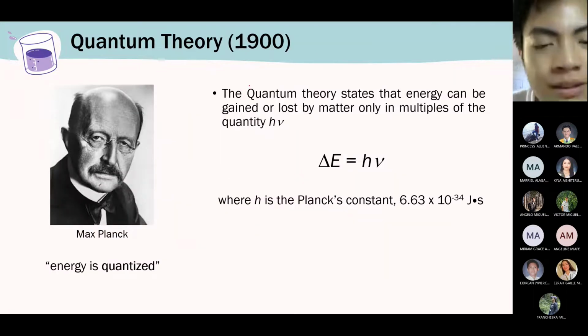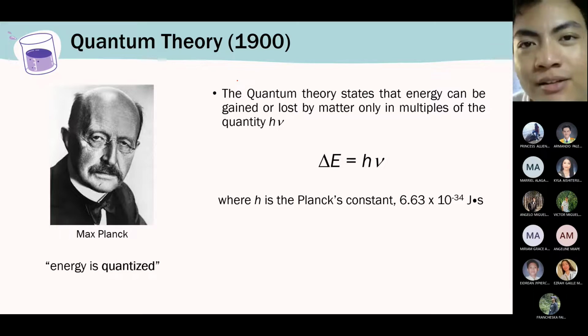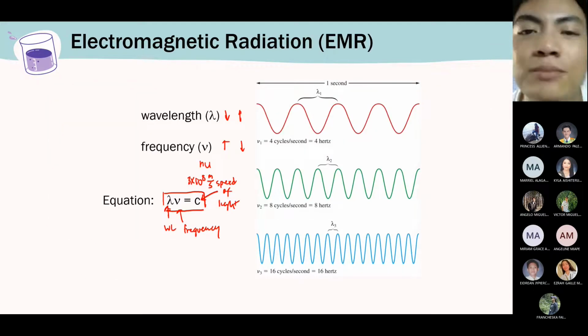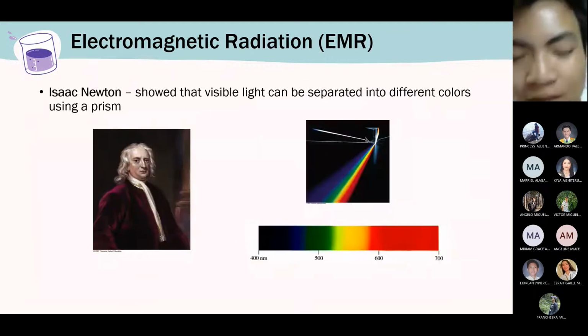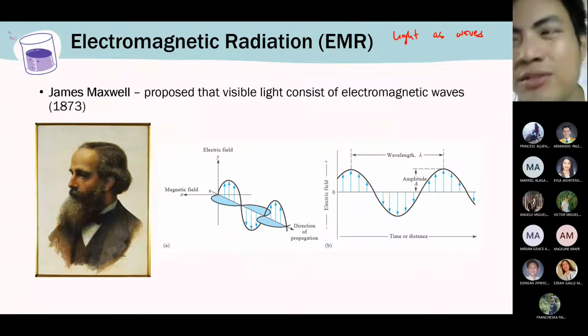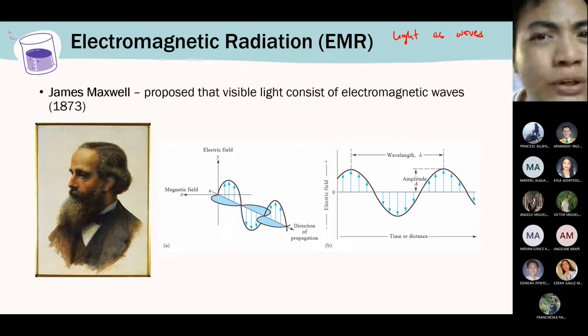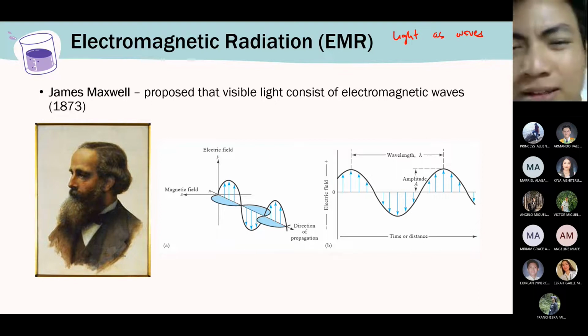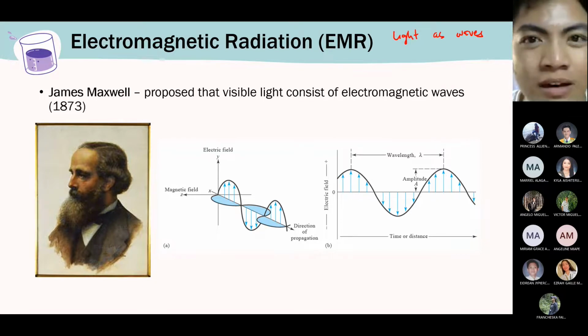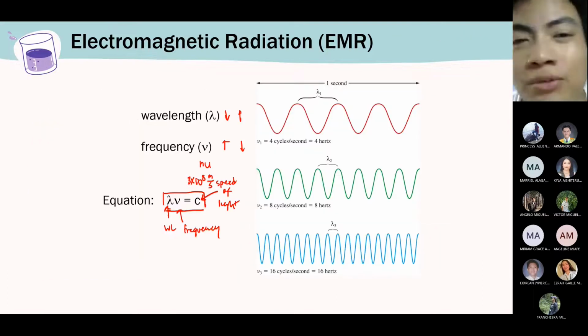So now, tapos na tayo sa light as waves, no? So dalawa lang proponent nyan, si Newton and si Maxwell. But how come it is related to matter, no? Paano natin relate yung colors as something related to elements, no? So papasok na tayo sa quantum theory.